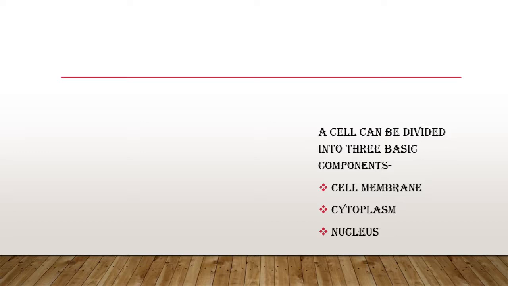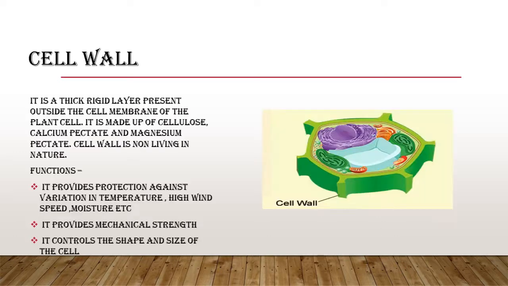And the dark component present at the center of the cell, that is the nucleus. So the three basic components of the cell are cell membrane, cytoplasm and nucleus. Cytoplasm and nucleus together are known as protoplasm. Now we are going to discuss all these components one by one. First, we are going to discuss the cell wall.